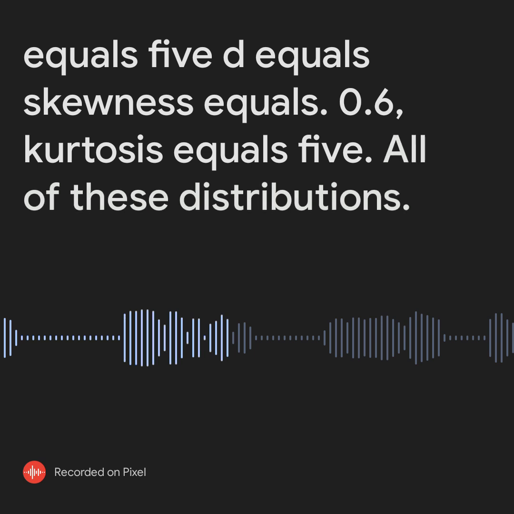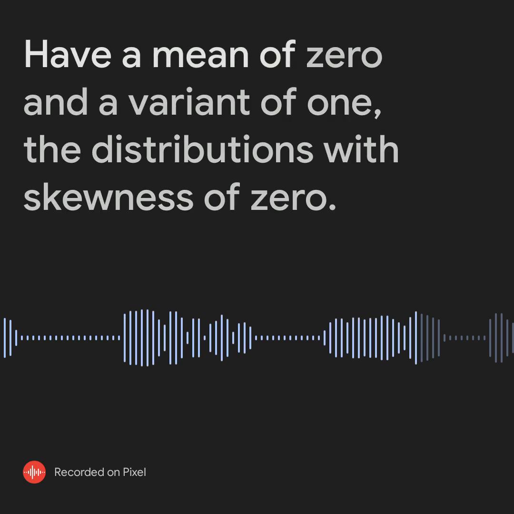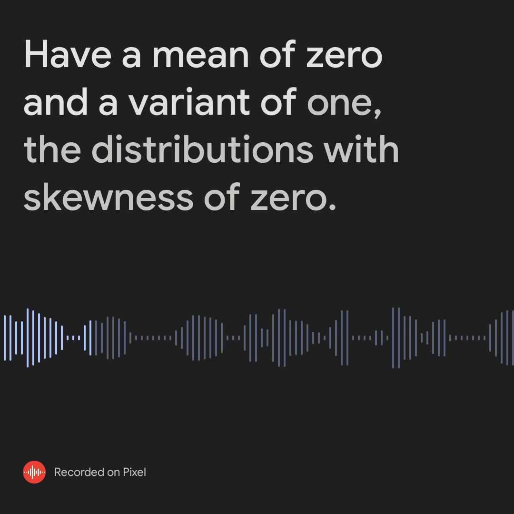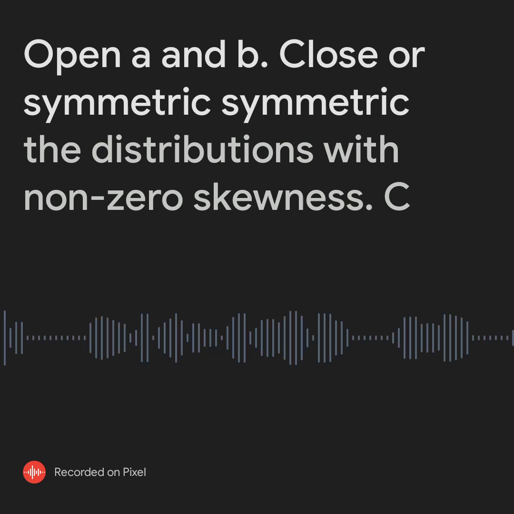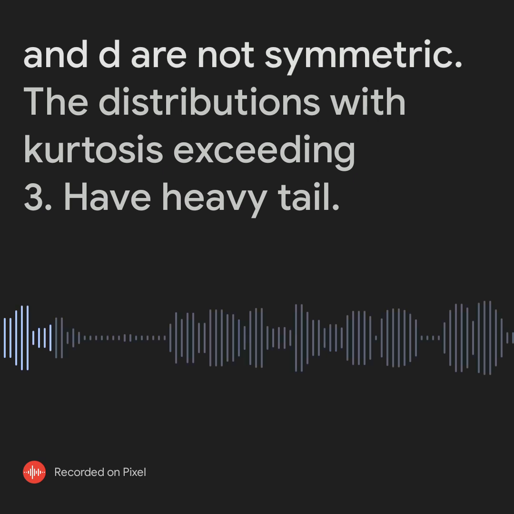All of these distributions have a mean of 0 and a variance of 1. The distributions with skewness of 0, A and B, are symmetric. The distributions with non-zero skewness, C and D, are not symmetric. The distributions with kurtosis exceeding 3 have heavy tails.